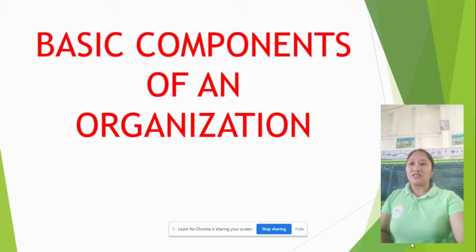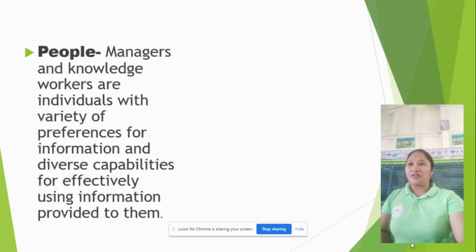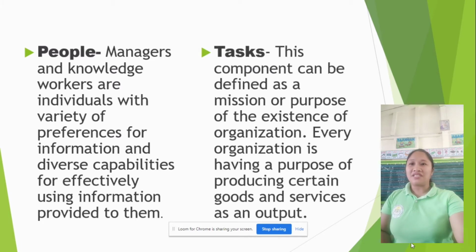The basic components of an organization. First, people. Managers and knowledge workers are individuals with variety of preferences for information and diverse capabilities for effectively using information provided to them. Task. This component can be defined as a mission or purpose of the existence of organization. Every organization is having a purpose of producing certain goods and services as an output.